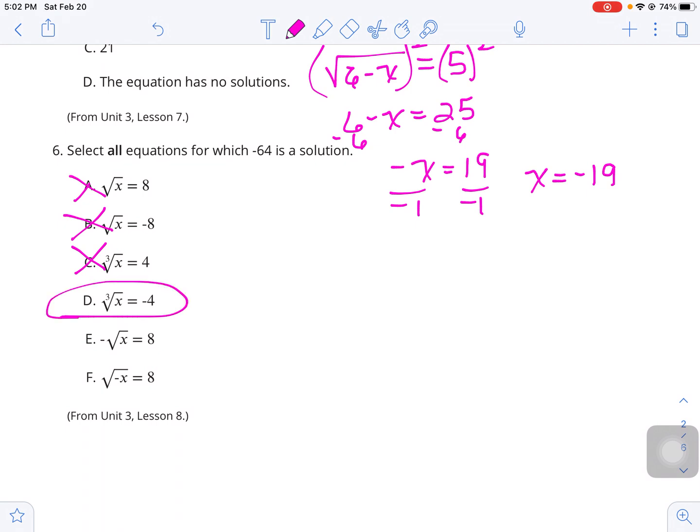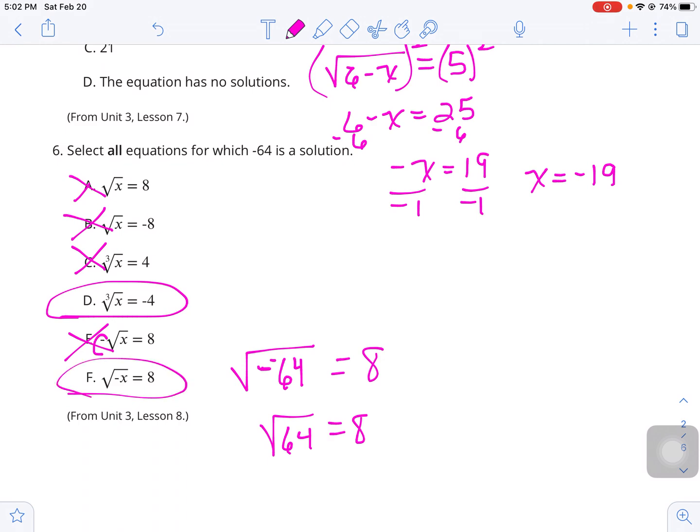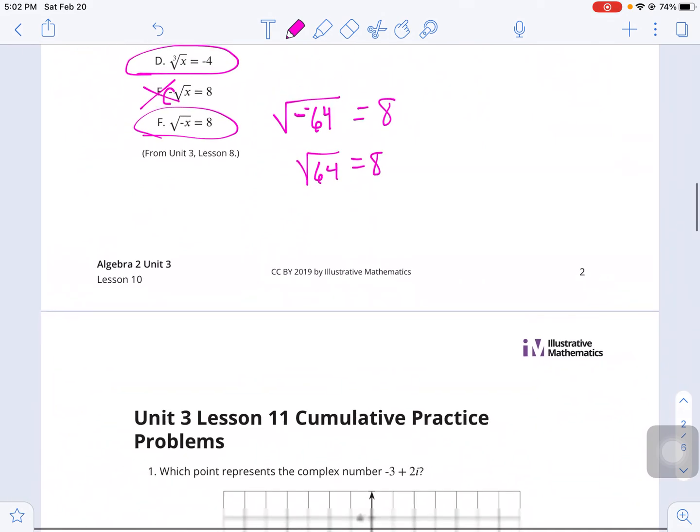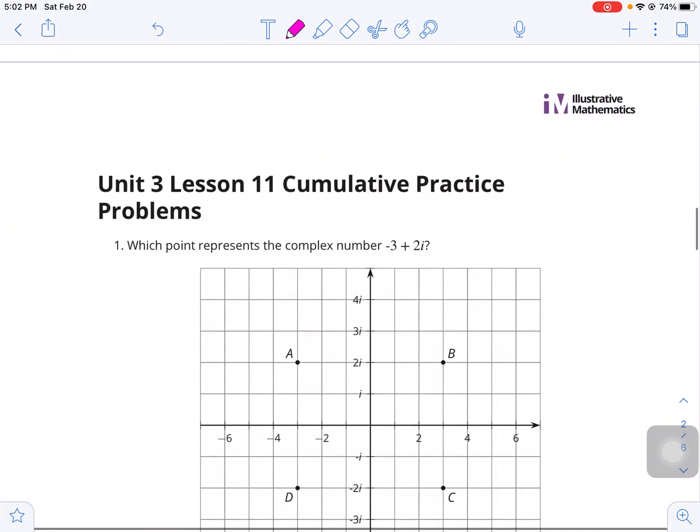Even in this case, E, we still are trying to take the square root of a negative 64, a negative number, even with this negative out in front. So that will not work. But F works because we're taking the negative of that negative 64 under the radical already. So this becomes the square root of positive 64 equal to 8. And that's true. So we have two solutions there that work out for us. So that's lesson 10. Now we'll move on to lesson 11.